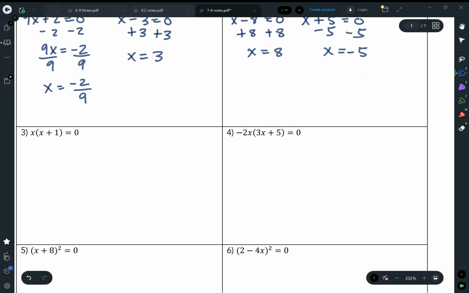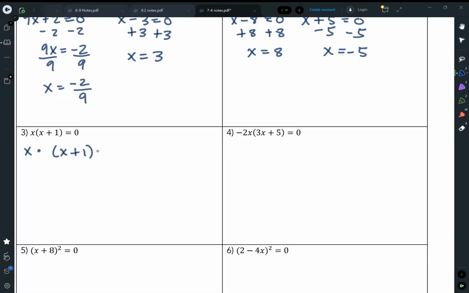As we move down the page, I know the next one looks a little bit trickier. So what I see when I look at this is I have x being multiplied by that x plus 1. So my two factors are the x and the x plus 1. So either x is equal to 0 or x plus 1 is equal to 0, or both. Subtract 1. We have x is 0 or x is negative 1.